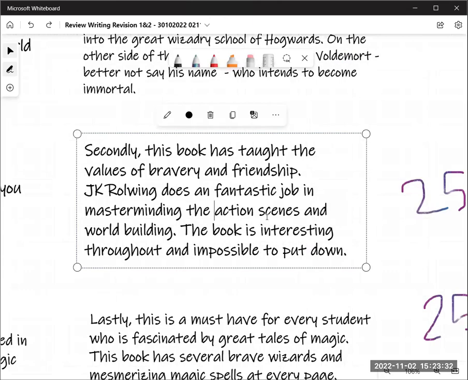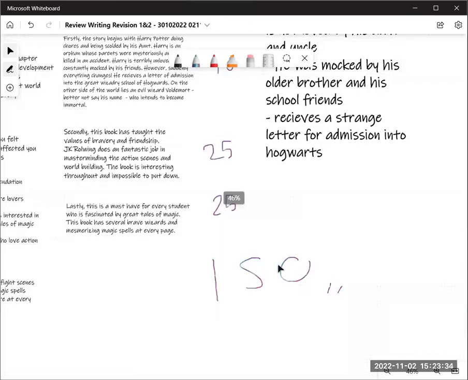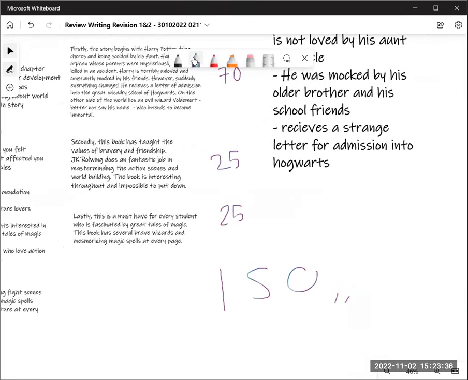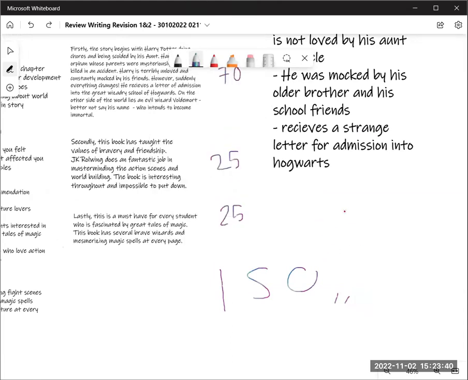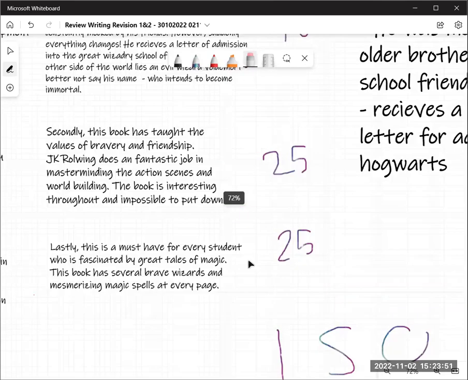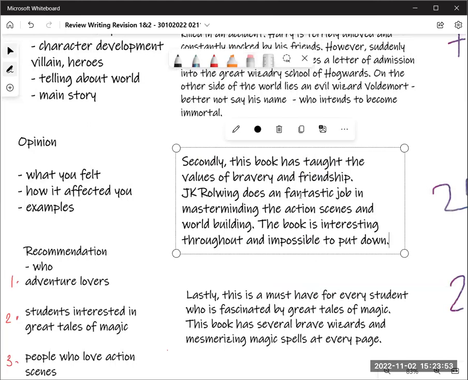Does a fantastic job. Now, since it's 150 words, we can add a few words. I would prefer that he only go maximum till 180. Depends on the question, especially. But the maximum you can go is 180, nothing more than that. We'll only add a few words to this.